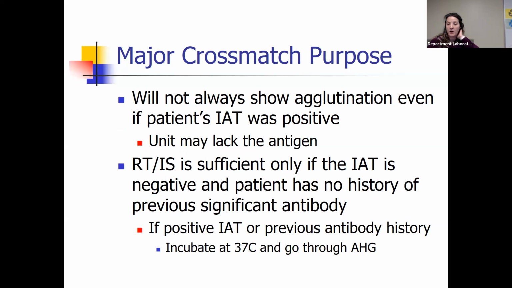And so we talked about this. I guess we haven't talked about this. Okay, so let's talk about if your patient's IAT was positive, you identified an antibody, and then when you do your crossmatch it is negative. Why would that crossmatch be negative, but your IAT is positive?